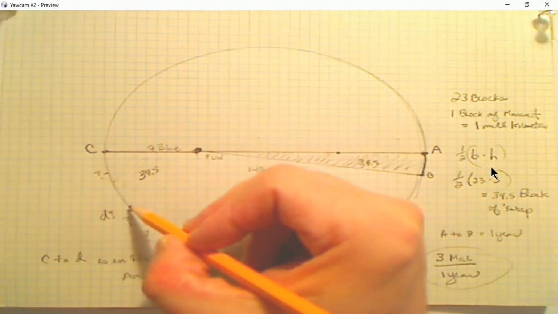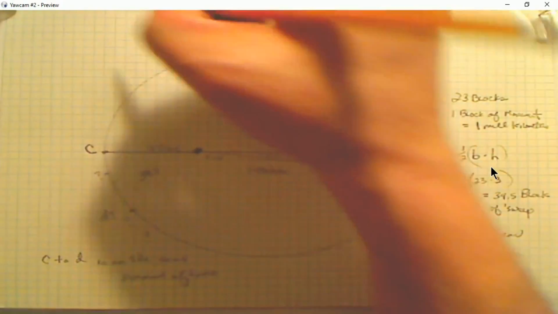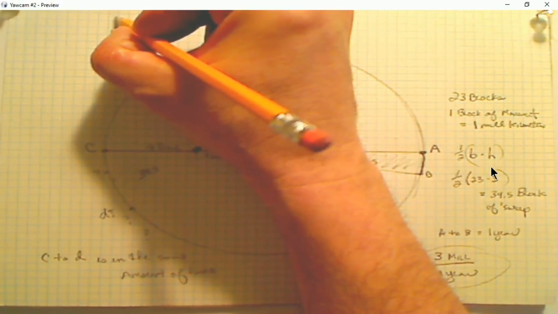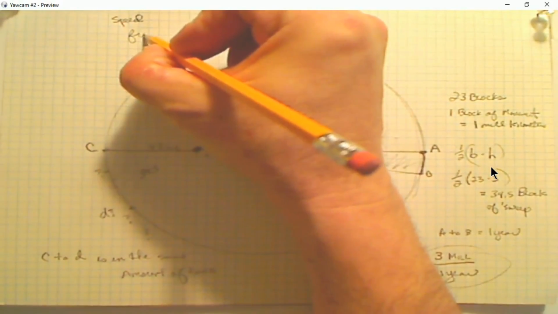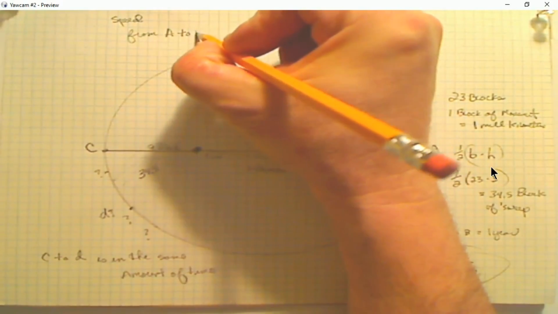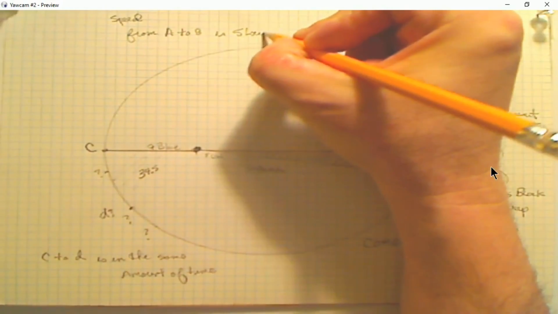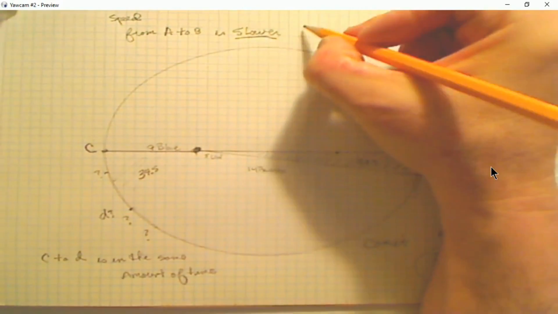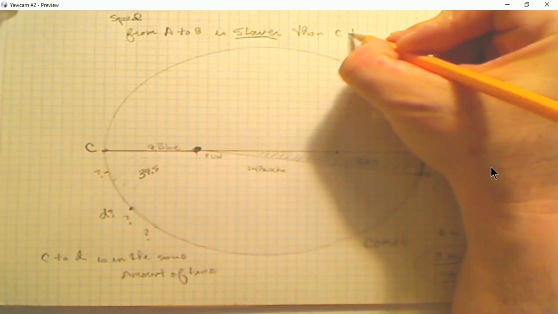We're covering more distance in the same amount of time. The speed, in other words, the speed from A to B is slower, according to Kepler's law, than C to D.